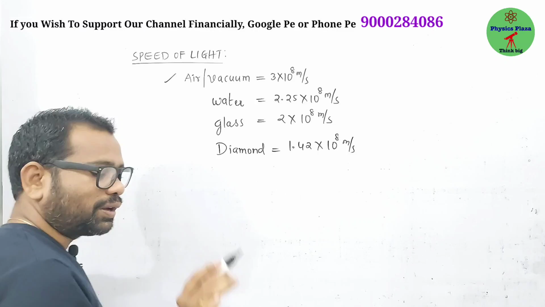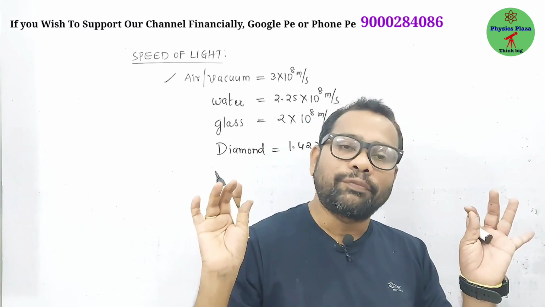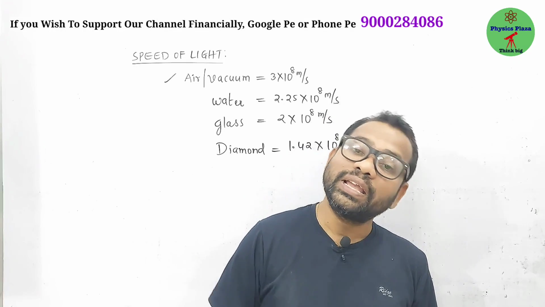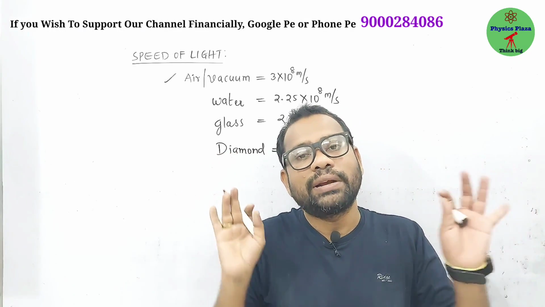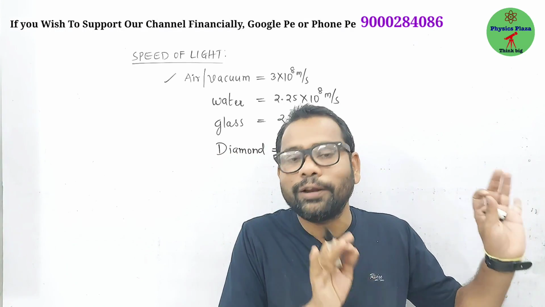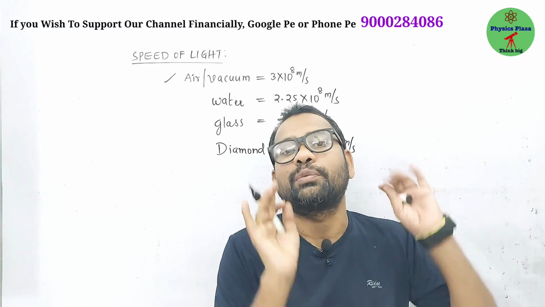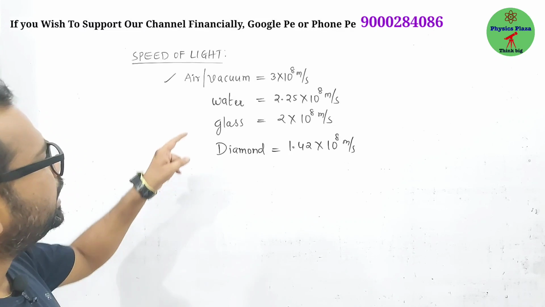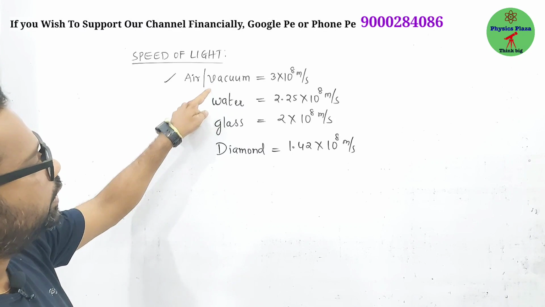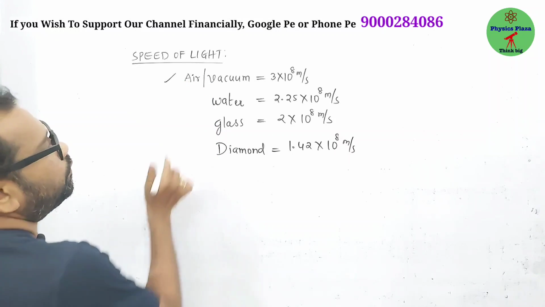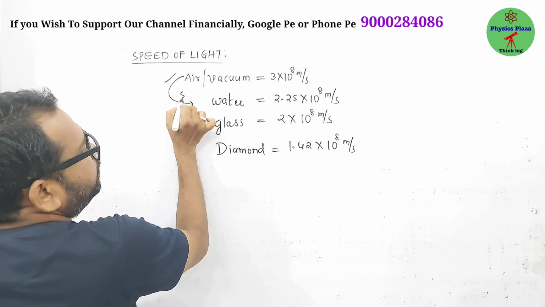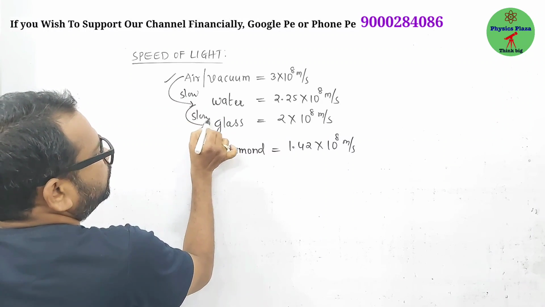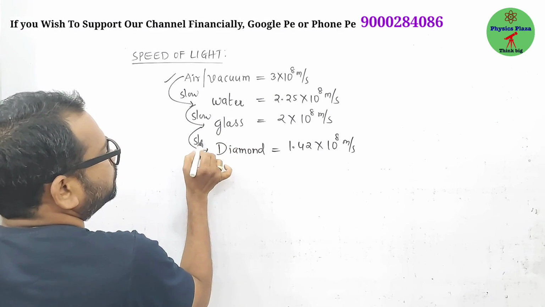Yes, not out of these four. Light will travel faster in air only, compared to any other medium. Compared to any other medium, light will travel fastest either in air or vacuum, that is at 3 lakh kilometers per second, that is 3 into 10 power 8 meters per second. Means what? Light will travel faster in vacuum. When light enters from air to water, it will slow down. Water to glass, slower still. Glass to diamond, slower still.